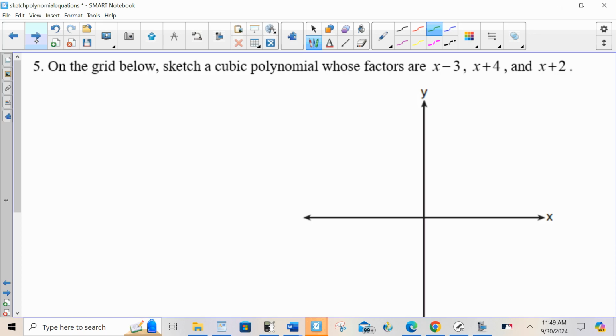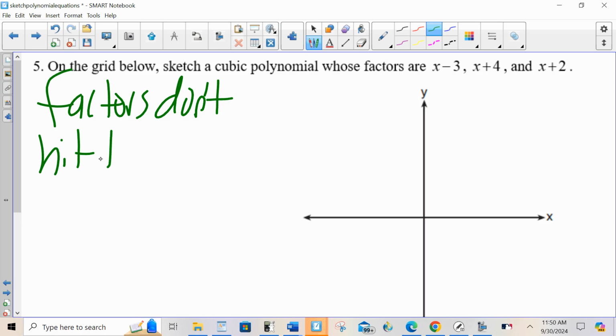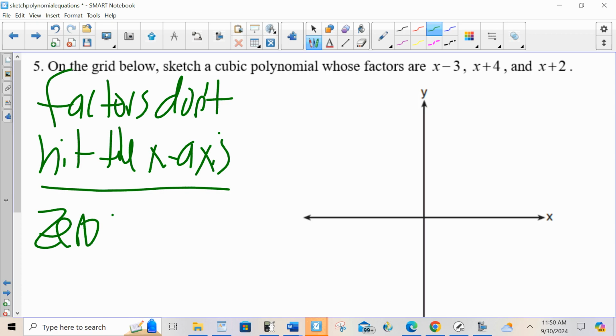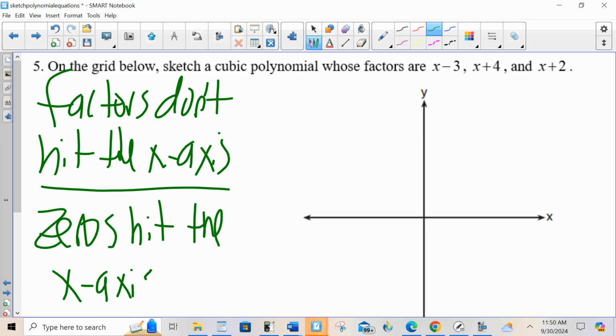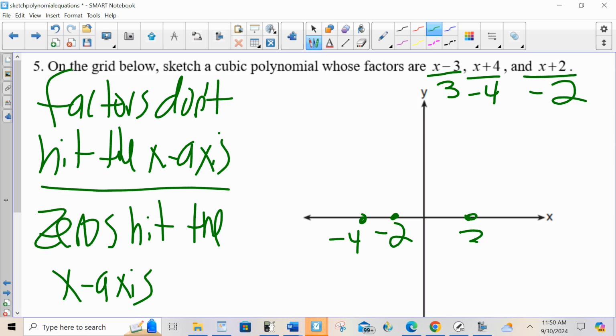Number 5. The factors are x - 3, x + 4, and x + 2. Factors don't hit the x-axis. Zeros do. Zeros hit the x-axis. So if they give me the factors, I need the zeros. So if x - 3 is a factor, then +3 is a 0. If x + 4 is a factor, then -4 is a 0. If x + 2 is a factor, then -2 is a 0. So my zeros are -4, -2, +3.